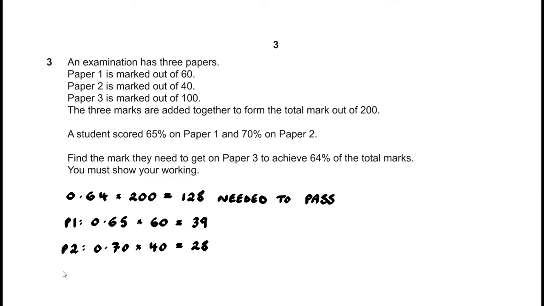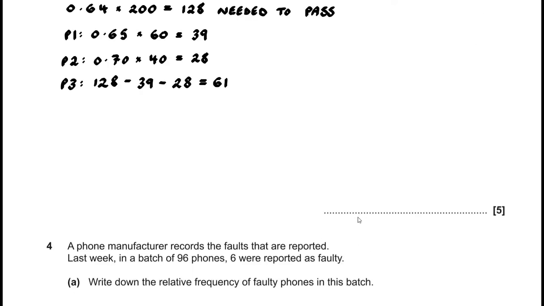So if we take a look at paper 3, we've got 128 marks, which we need to pass. They got 39 on paper 1. They got 28 marks on paper 2. So the number of marks they need on paper 3 to pass is 61. So we have 61.